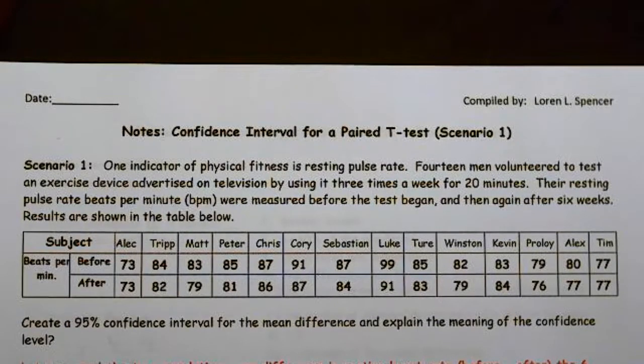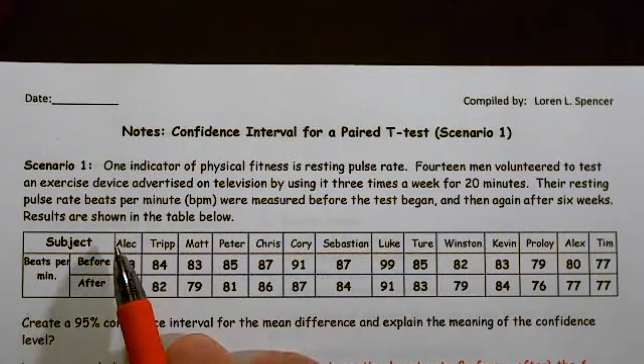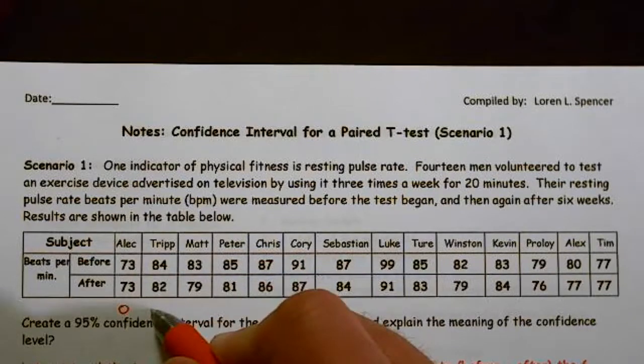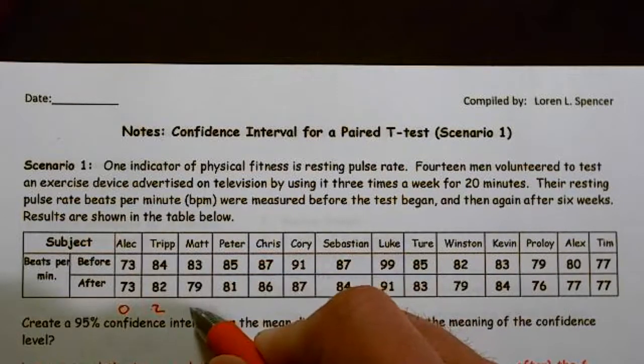So create a 95% confidence interval for the mean difference and explain the meaning of the confidence level. So basically, Alec was measured before the 6 weeks exercise program and then again after. Trip was measured before, then again after. And what we're going to do is, we've noticed each one's been measured twice. We're going to go ahead and subtract those differences, all right?